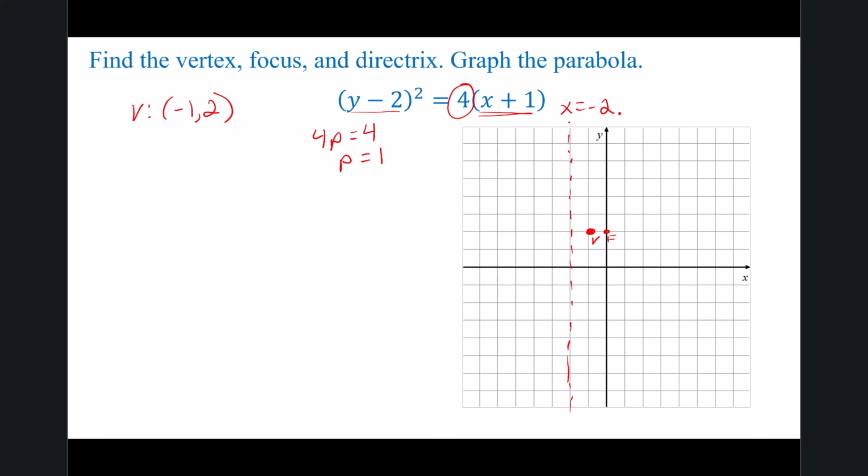Now I need to finish graphing. So I can look at the latus rectum. The number in the equation right here is a 4. So the length of the latus rectum is 4, which means from the focus, I'm going to go 2 one direction and 2 the other direction to get 2 more points on my parabola besides the vertex. And then I can draw from there. So the vertex is (negative 1, 2). The focus is (0, 2). And I'm getting that just by looking at the graph. And the directrix is the line x equals negative 2.